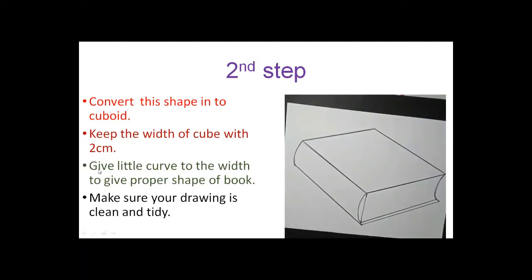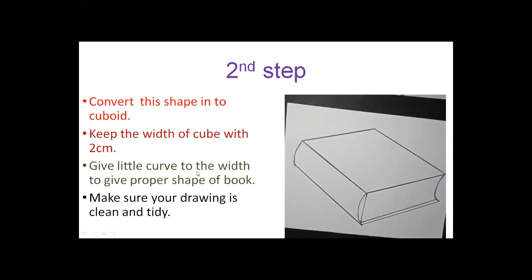Give a little curve to the width. We will draw 3 or 4 little curves: curve 1, 2 and 3, for the proper shape of the book. Give a little curve to give the proper shape. Make sure your drawing is clean and tidy. All the lines are clean and tidy. This is step number 2.